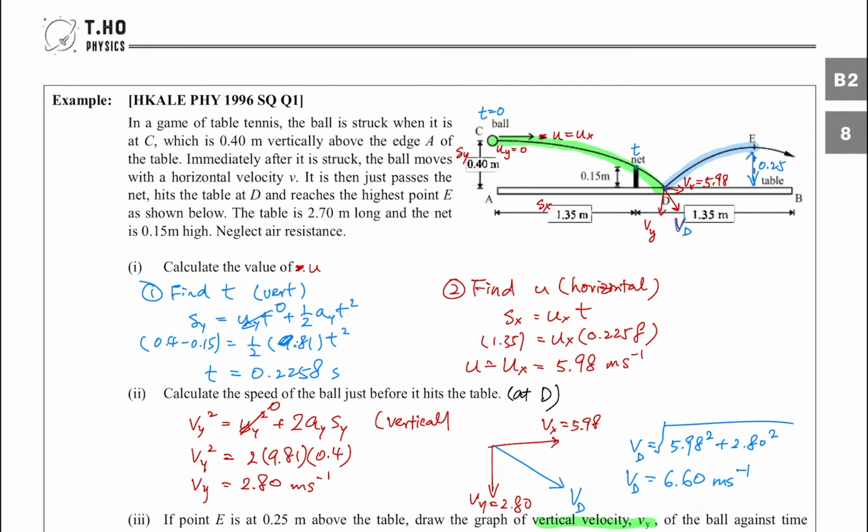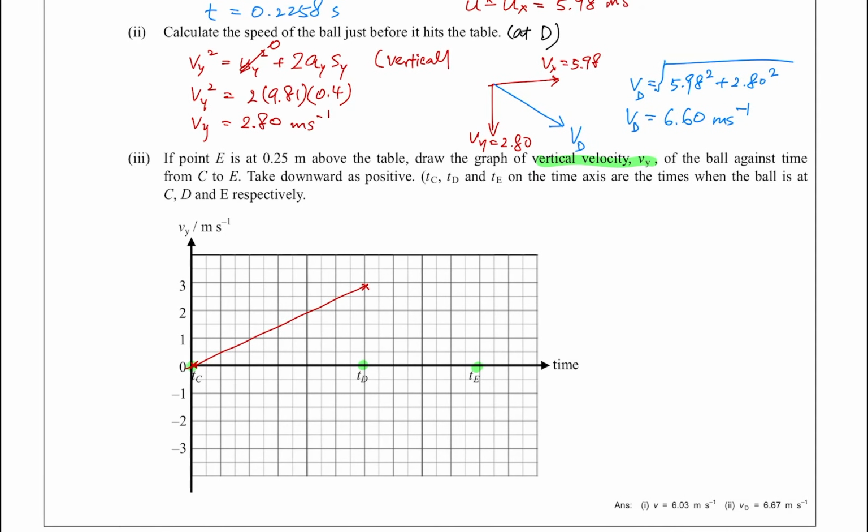And then what happens at point D? Let's look at here. Before hitting the table, the ping pong ball is going down. But after it hits the table, it goes up. So in this rebound, the speed will change from positive 2.8 to negative 2.8 in a very short period of time. So the line goes to here.